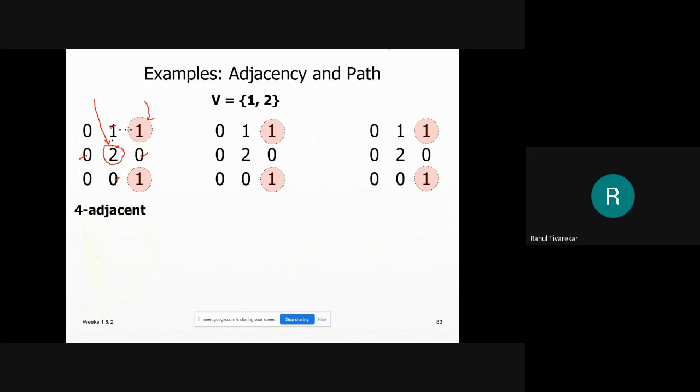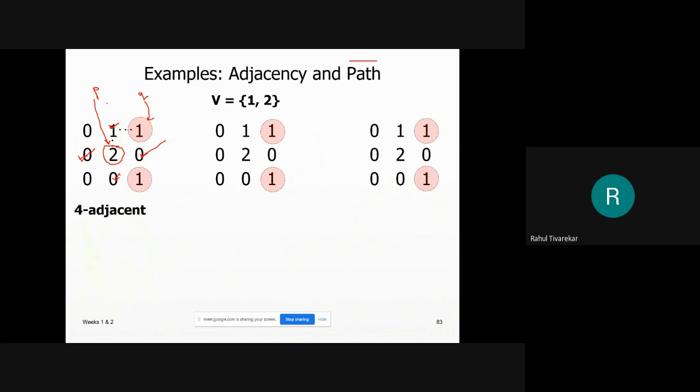I am saying that the center pixel, this pixel is P and this pixel is Q. Can I say that P is fourth neighbor of Q or Q is fourth neighbor of P? What are the fourth neighbors of P? This, this, this, and this. So can I say Q is fourth neighbor of P now? Yes or no? I have already tick marked fourth neighbors of P.